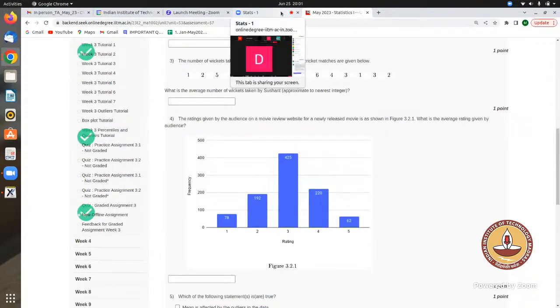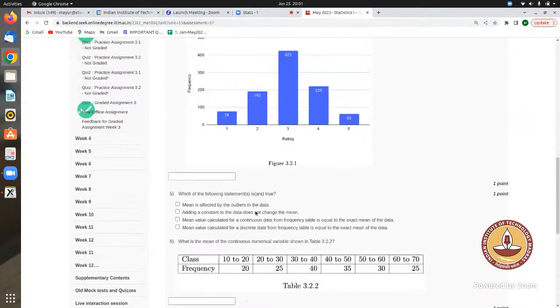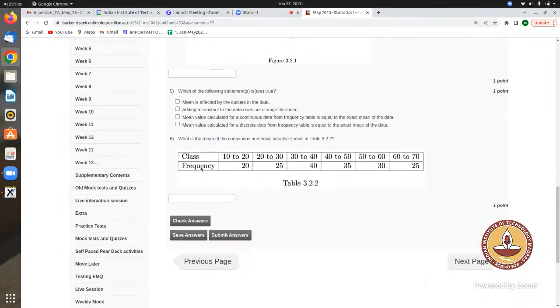Question number 6. Okay. I think I have shown you just now, like some time before, right? That histogram. This kind of histogram only. But first of all, what you have to do is calculate the class mark. So this is 10 to 20, right? So what is the class mark here, or class average? 15. Here it is 25, 35, 45, 55, and 65.